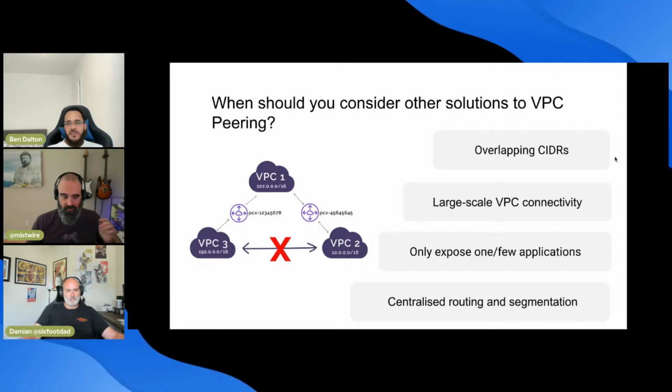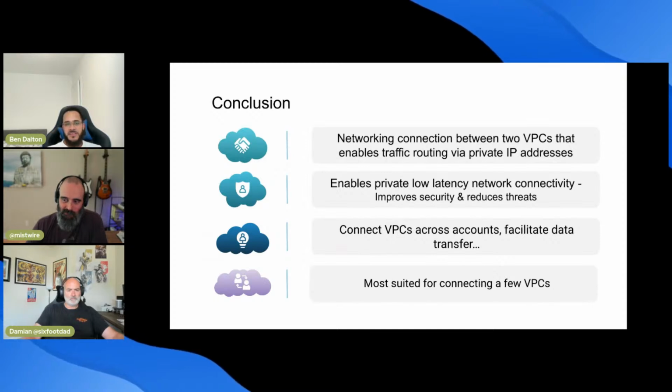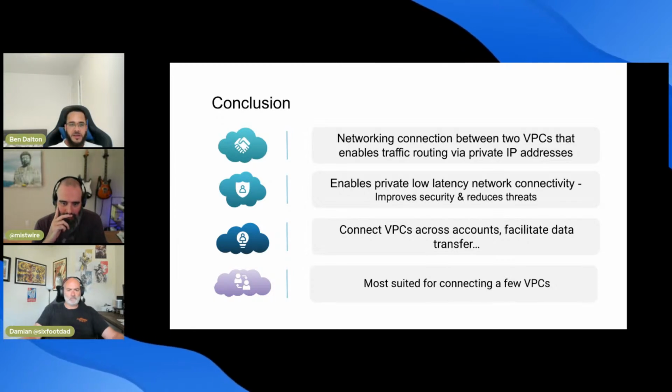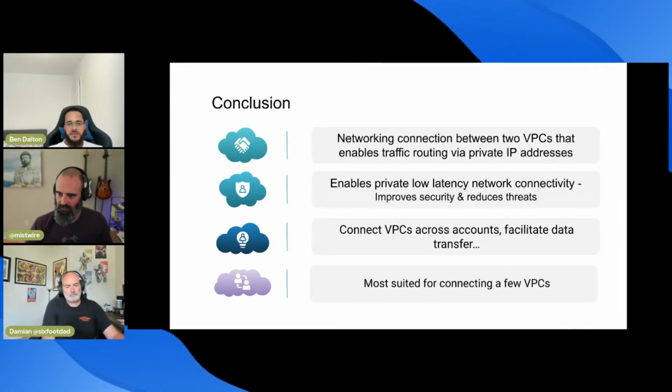So that actually concludes my presentation. We talked about what VPC peering is. It's a networking connection that enables private routing between two VPCs. So nothing goes over the public internet, therefore increasing your security and reducing threats. You get better performance because it uses AWS's private network. And the common use cases we spoke about are if you want to do some sort of data transfer, or you want to connect a few VPCs.